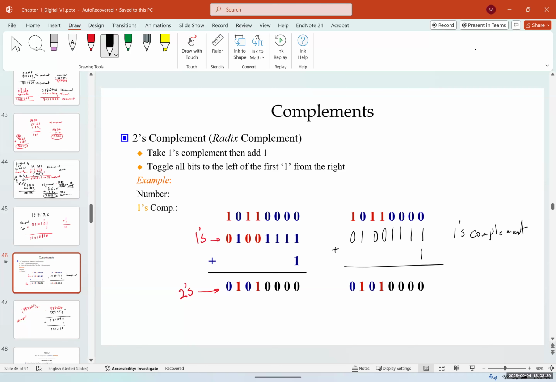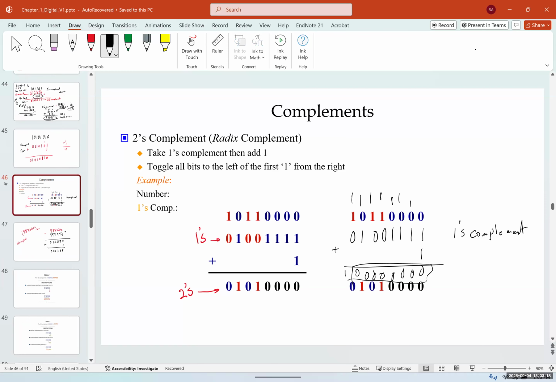For example, in this particular case, 1 plus 1 gives us 0 with a carry of 1, and so on down the line. If we want to add them together, you can see that everything would become 0.